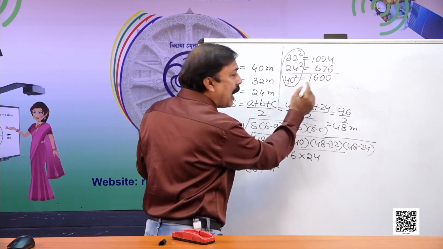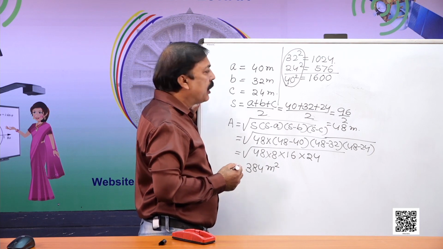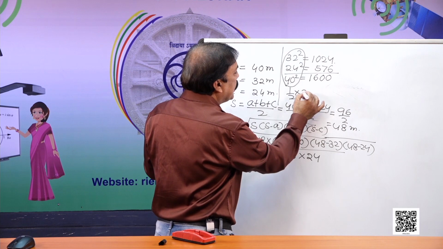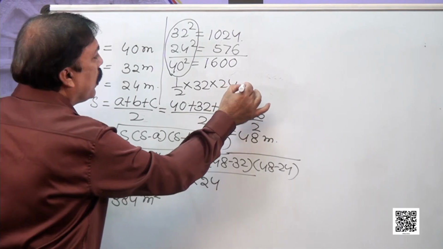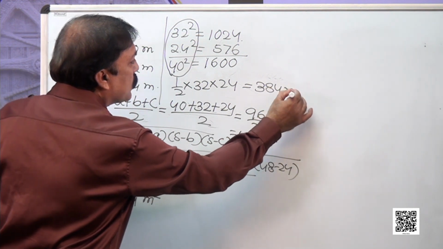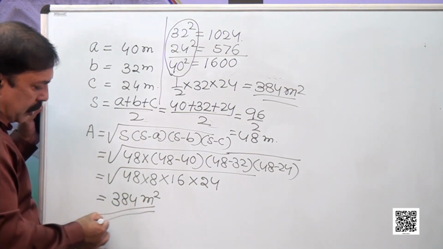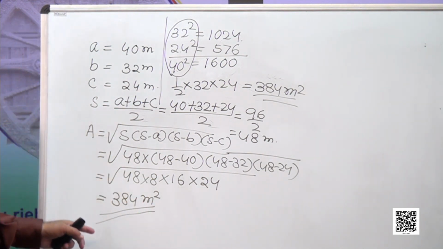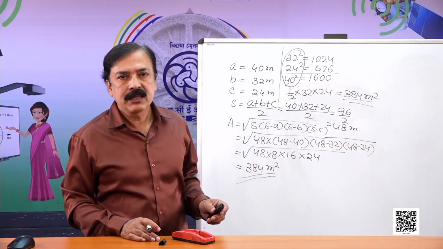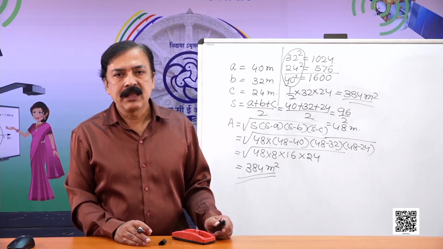So from that angle we can also find the area of this triangular field, that is half into 32 into 24, and this also gives 384 meter square. That means what we got in Heron's formula, we also find it from the basic formula, that is half base into height. Let's see another problem.